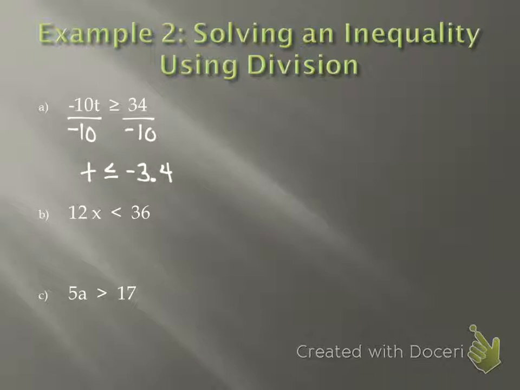So now, let me ask you this. Even or odd number of negatives that I'm dividing? There's an odd. There's only one negative, so that means my answer is negative. So don't forget, your answer is supposed to be -3.4.